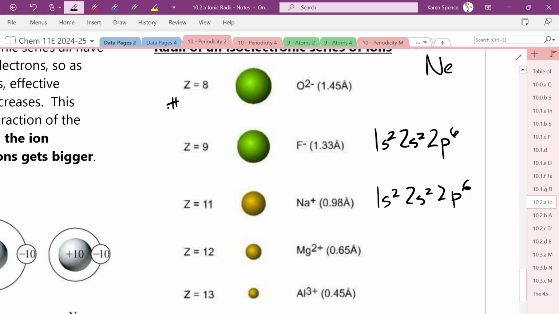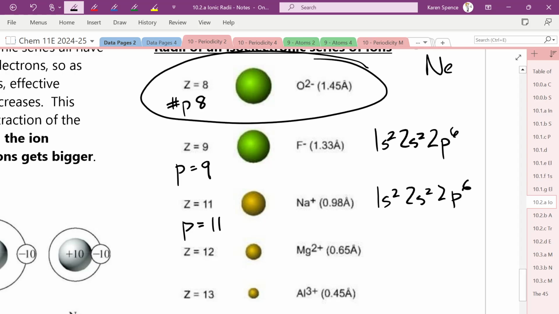But the number of protons is 8. Protons is 9 for fluorine. Protons is 11, and then 12, and then 13. So who's going to be the biggest and who's going to be the smallest? Oxygen has the smallest number of protons.